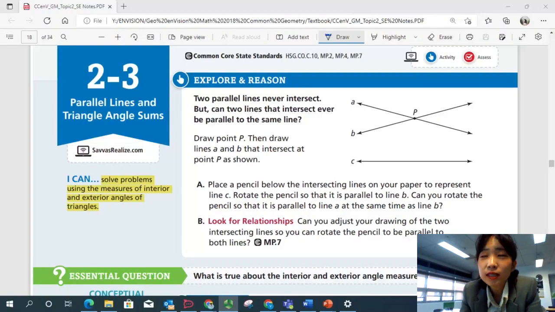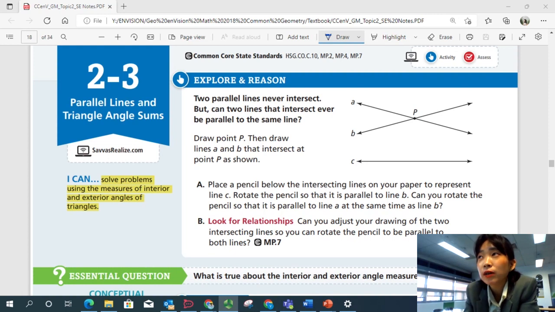Hi, this is Geometry Lesson 2-3, Parallel Lines and Triangle Angle Sums. In this lesson, we'll be able to solve problems using the measures of interior and exterior angles of triangles. Let's start with explore and reason.